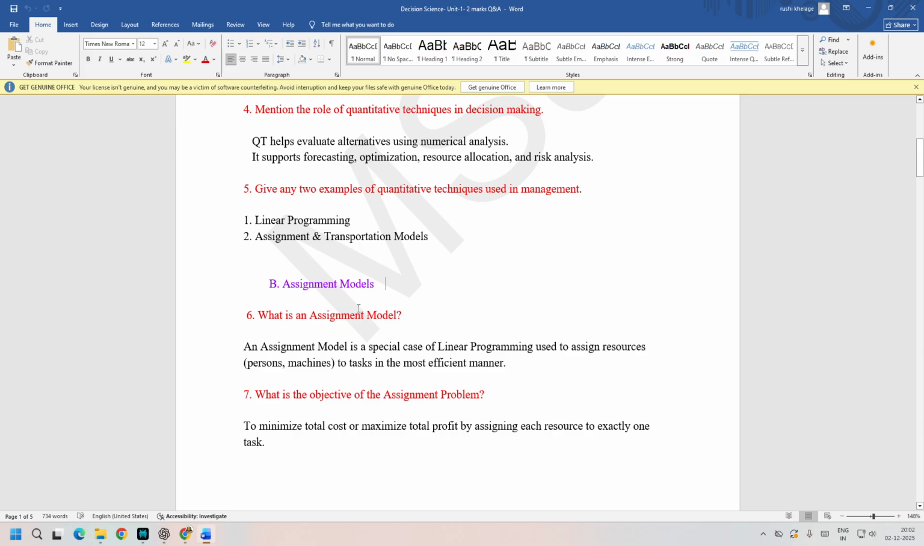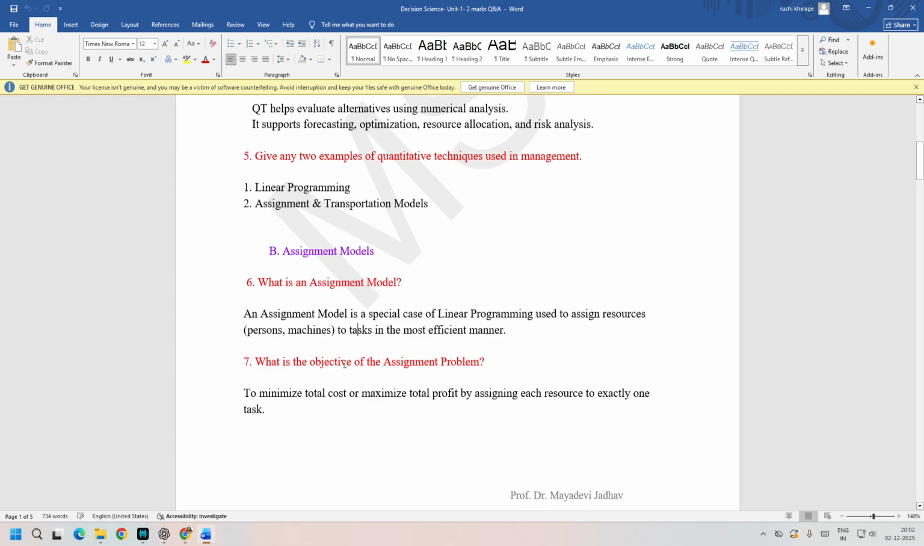Now here see about the assignment models. Question number 6 is, what is assignment model? An assignment model is a special case of linear programming used to assign resources, persons or machines to tasks in the most efficient manner. These assignment models are specially made, and the purpose of this assignment model is to get efficiency.